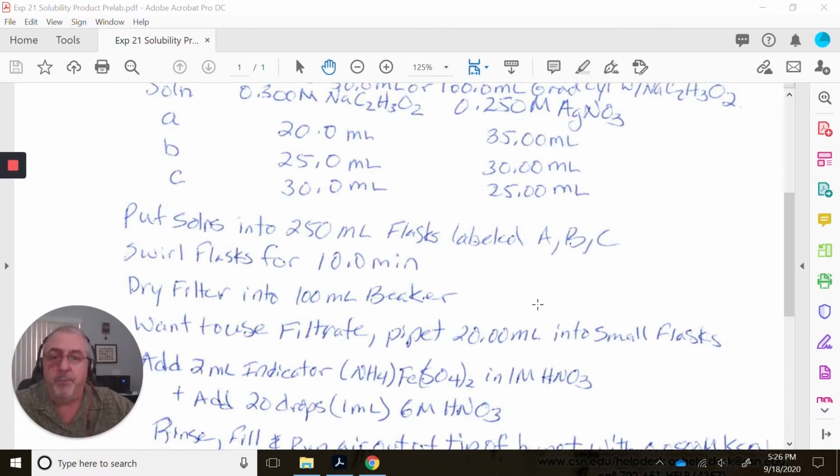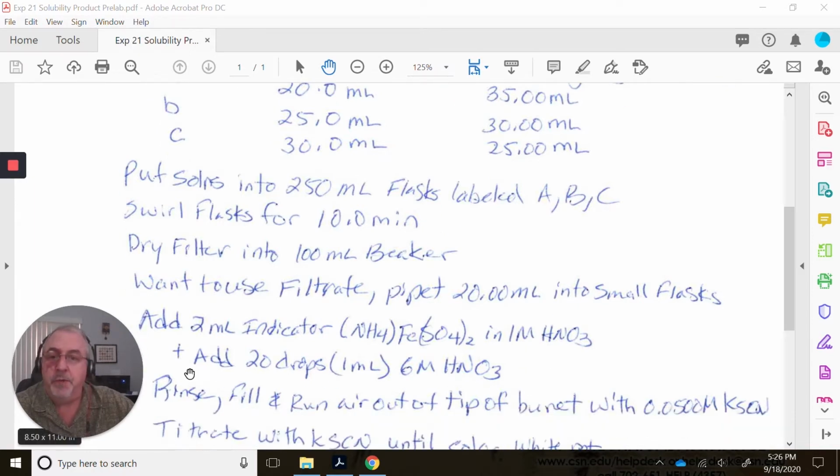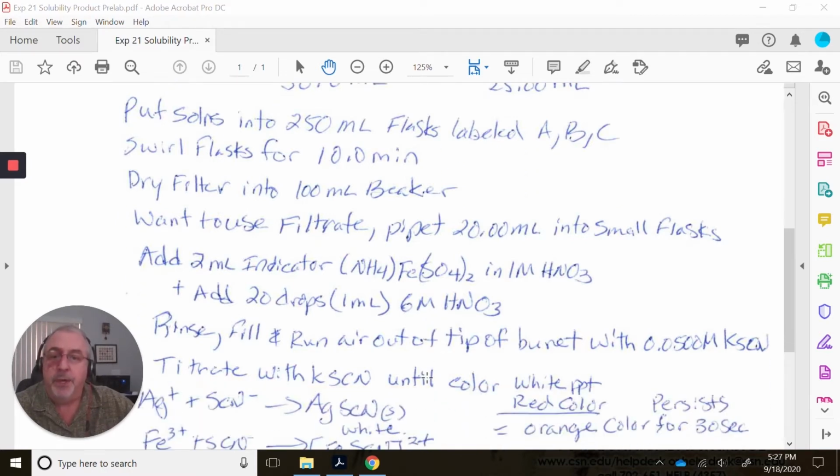We're going to need to prepare inside those flasks an indicator with some iron from ammonium iron sulfate, and we're going to need to make sure that that iron is acidified. The solution, when it was made as an indicator, was made in 1 molar nitric acid, but to make sure that the iron works as an indicator, we're going to need to add 20 drops or 1 mL of 6 molar nitric acid, right?